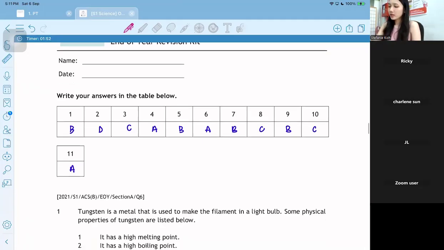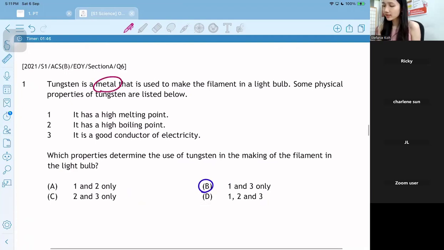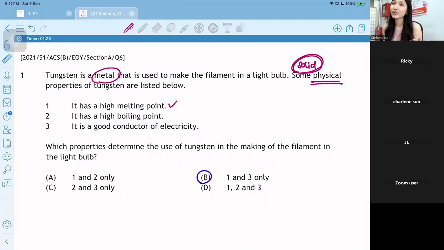Okay, shall we? Let's quickly go through them. We can take a break. First one, the metal used, tungsten, to make the filament in the bulb. Some physical properties are listed below. So why is it used as the filament in your bulb? Of course, it shouldn't melt. The metal inside is a solid, so obviously you can't have it melting, but there are times where the bulb fuses when it overheats. That's why it melts. But by right, it should have a high enough melting point so that it doesn't always melt and fuse. So number 1 is important.